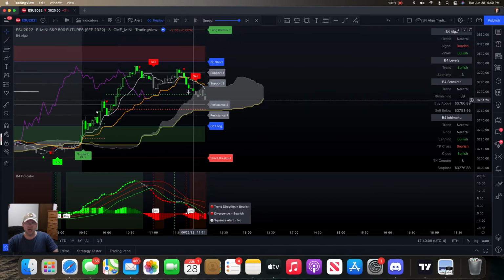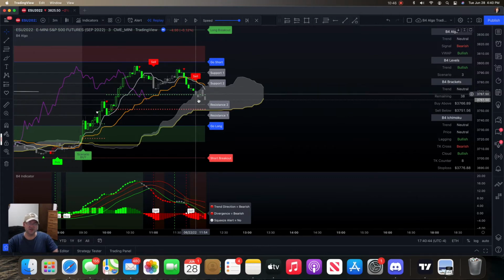Now, while we're right here, let me talk about something. Let's talk about this cloud, the Kumo. A lot of people call it a Kumo cloud. Guys, it's not a Kumo cloud. Kumo means cloud. It's a Kumo. You notice how it's thick right here? The cloud, usually there's a good support or resistance level there in the middle of the cloud. The thicker the cloud, the harder it is for price to come through.